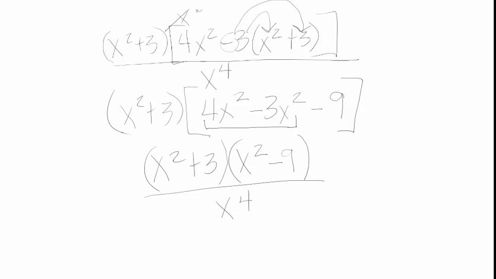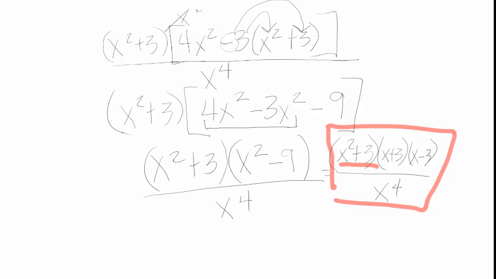So I take that and I put it in right here. So I end up with x squared plus 3 times x plus 3, x minus 3, all over x to the fourth. And since this term right here can't be simplified any further, then this whole thing is as reduced as this can become. So we are finished at this point.